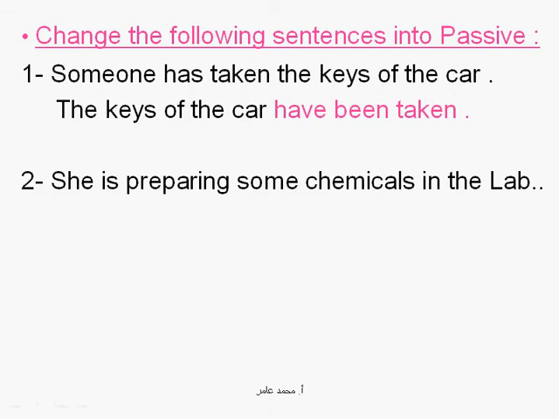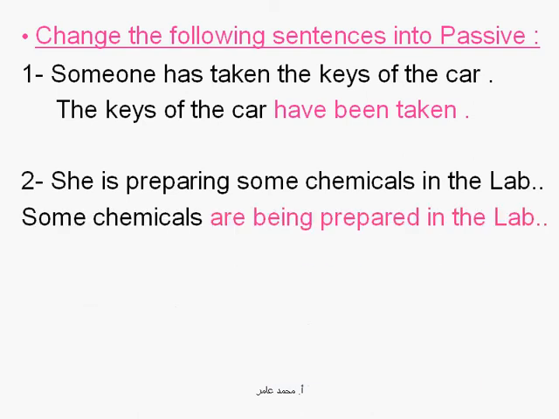Number 2: she is preparing some chemicals in the lab. Here the tense is present continuous, and of course we will look for the object to start with. The object here is some chemicals. So some chemicals is the object. We will start with some chemicals, and then we use is or are. Chemicals here is plural, so we use are, and we say being, verb to be in the continuous form, being, and the past participle of the verb preparing is prepared. It's a regular verb, so it becomes: some chemicals are being prepared in the lab.